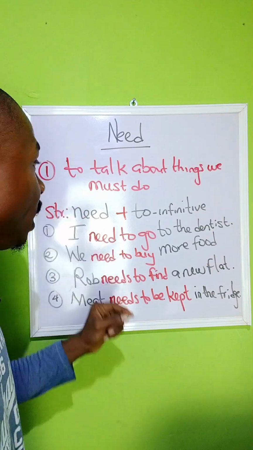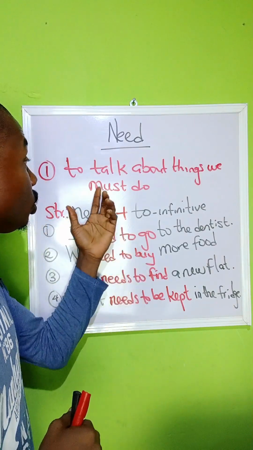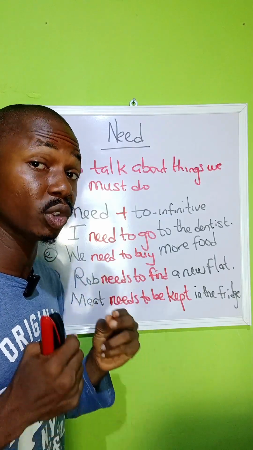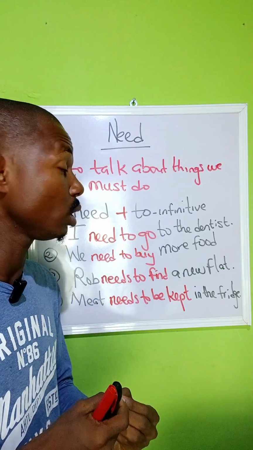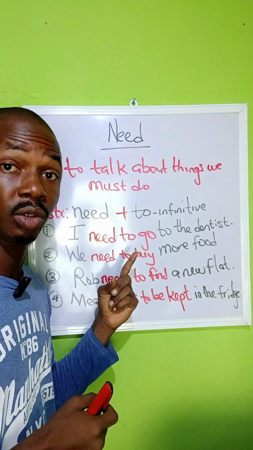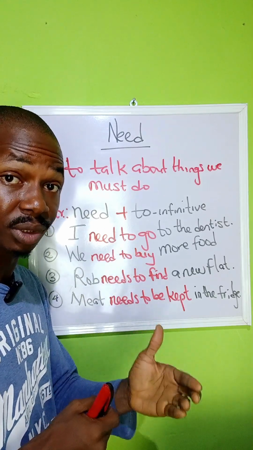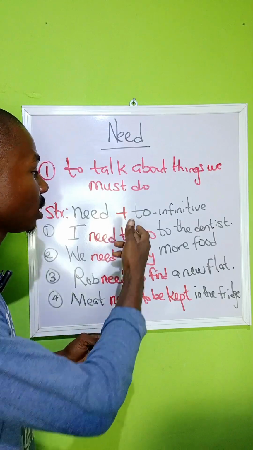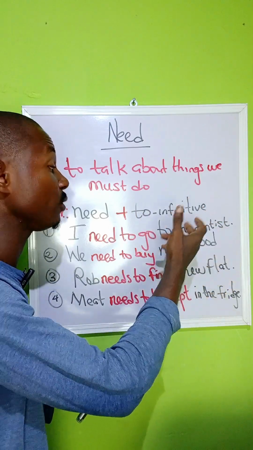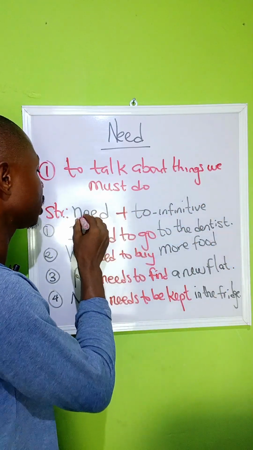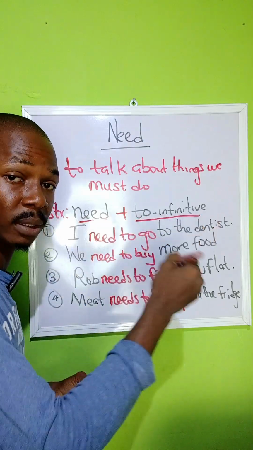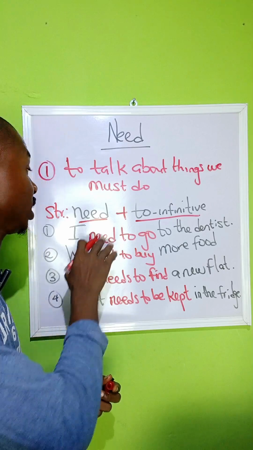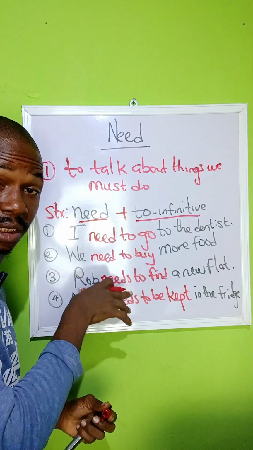So, number one is we use need to talk about things we must do. And this is the structure. When you want to use need to talk about things you must do, the structure is need plus to infinitive. That's the to infinitive verb form. Now, you can see the structure played out in these examples.